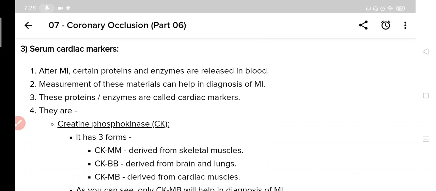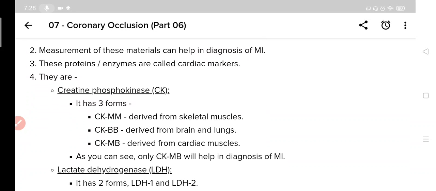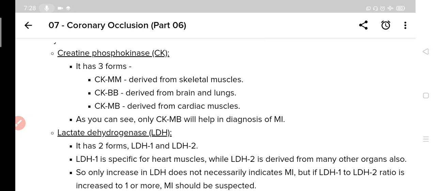of myocardial infarction. These proteins and enzymes are called cardiac markers because they mark injury in cardiac muscles. So we will look at them one by one. First one is creatine phosphokinase. It has three forms, that is CKMM, CKBB and CKMB. CKMM is derived from skeletal muscles, CKBB is derived from brain and lungs, and CKMB is derived from cardiac muscles.